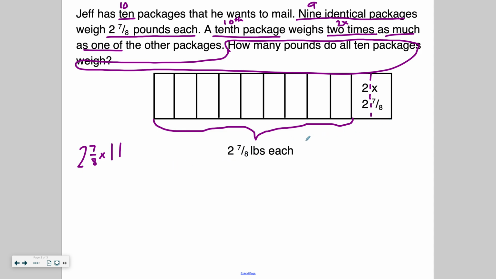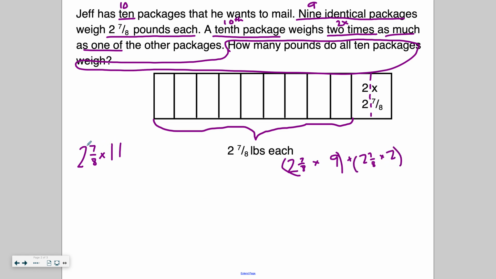But what I notice is I'm multiplying everything by 2 7/8. So instead of doing 2 7/8 times something and then times another number, I can add the 2 and the 9, which gives me 11, and then just multiply. That's where the distributive property comes into place. Because instead of doing 2 7/8 times 9 plus 2 7/8 times 2, I can just combine them.